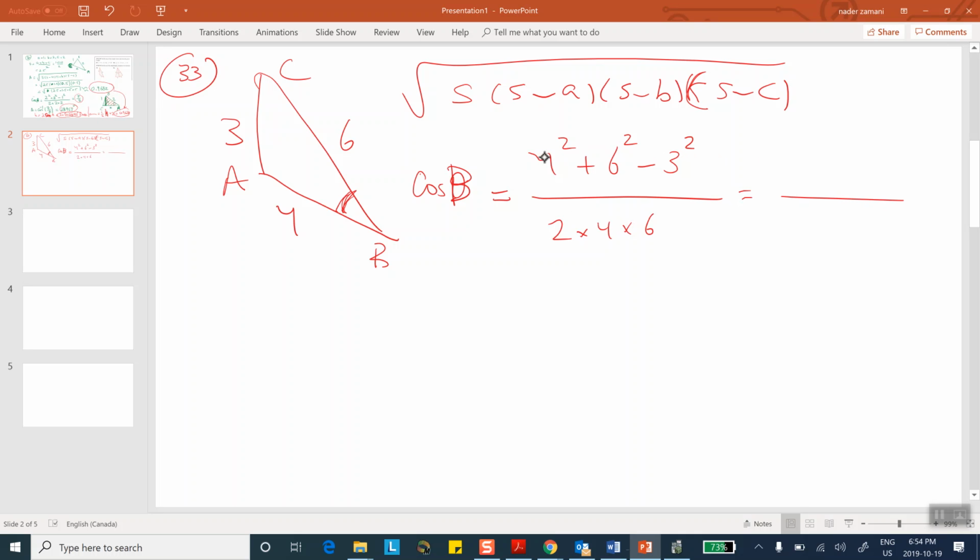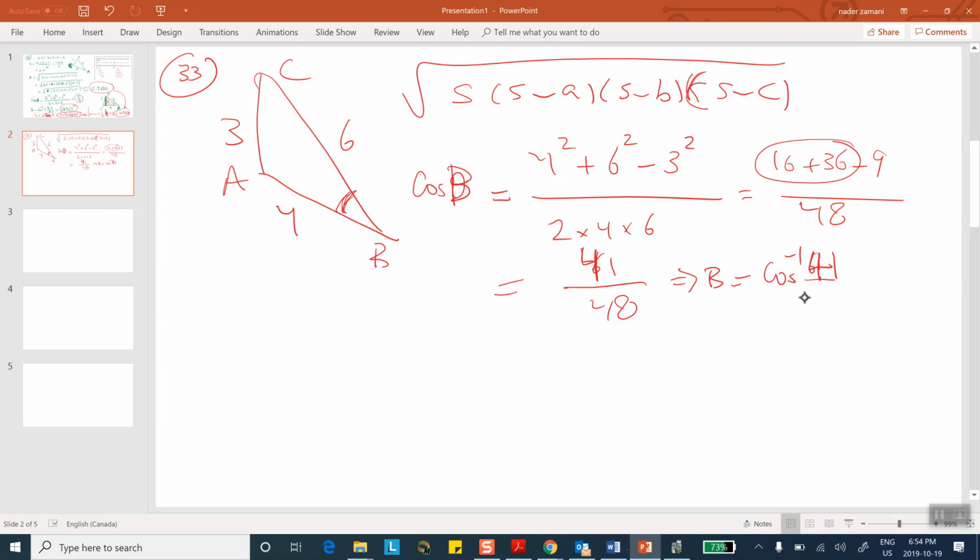Yep. So this is 16 plus 36 minus 9. And down here I have 48. So up there I have 48 on the top. This is 5261. And therefore B is equal to cos inverse of 61 over, oh, wait a minute, something is wrong here. This is okay. 52 minus 9, 52 is 41, not 61. So 41 over 48.